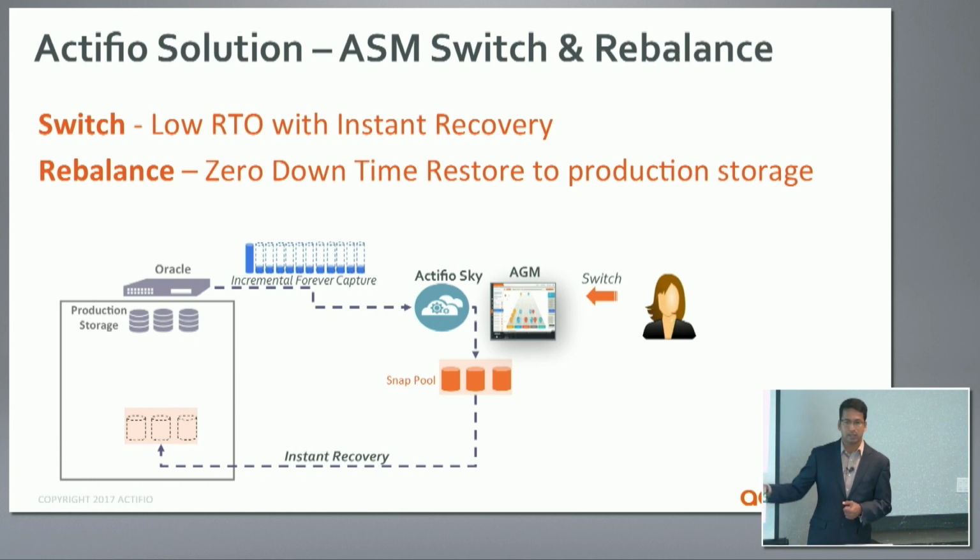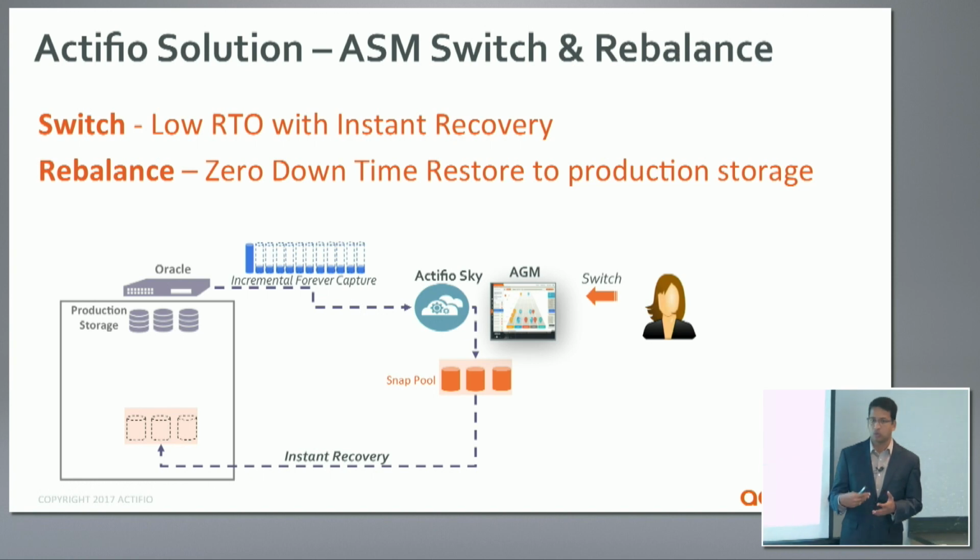Let's say that the production storage had a problem or has to go through some maintenance. The user goes to the user interface and does a switch to Actifio. What Actifio does is an instant mount of that multi-terabyte database back to that server, so that now the database is up and running. People are making transactions on it. This could be any flash storage or whatever storage behind Actifio. So the database is actually running in production on the storage behind Actifio now.